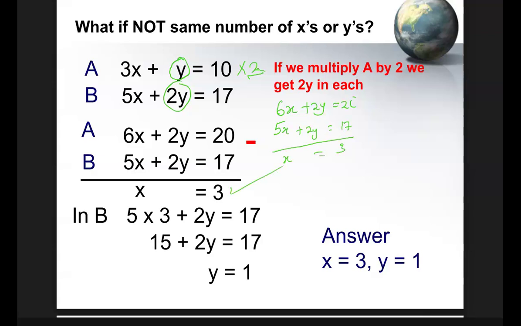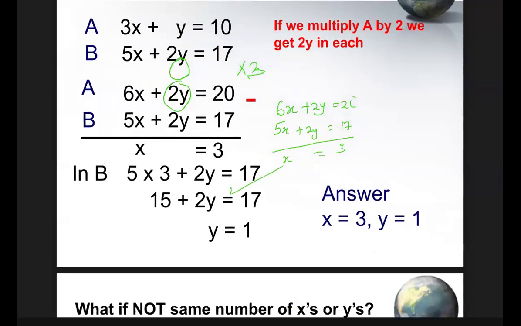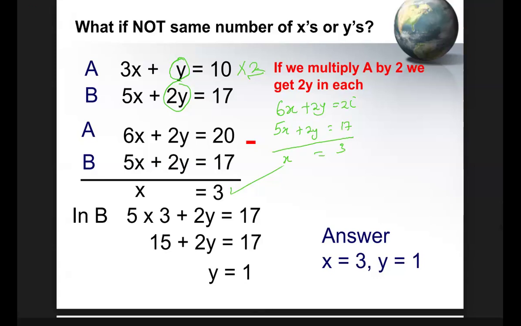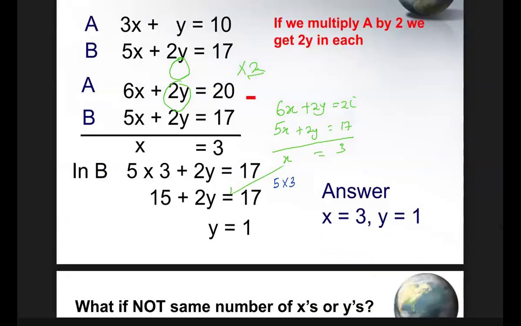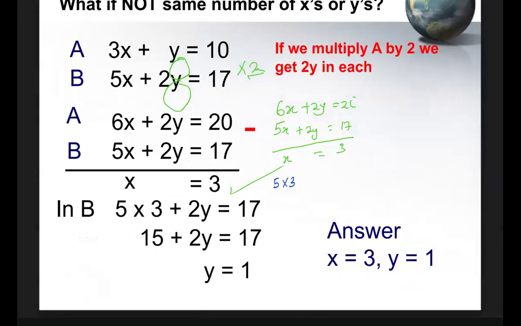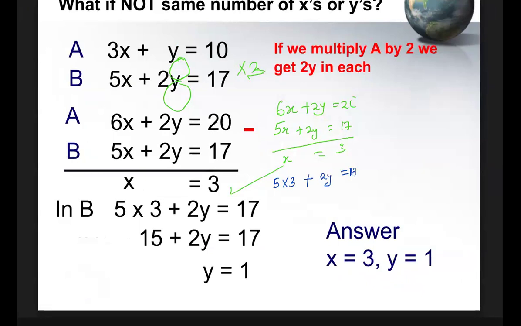Anywhere you see x, you now put 3. So it's going to be 5 times 3 plus 2y equals 17. So it's 15 plus 2y equals 17.